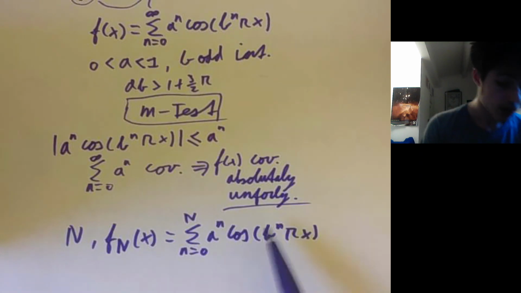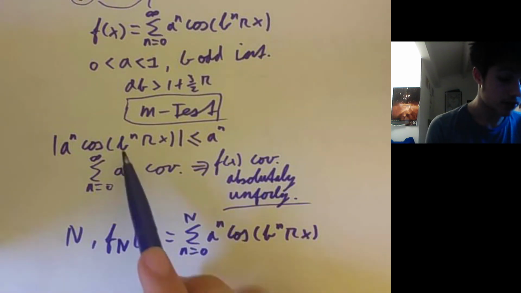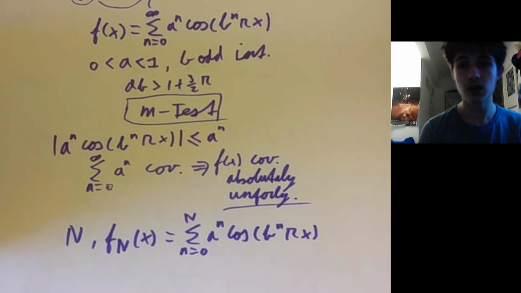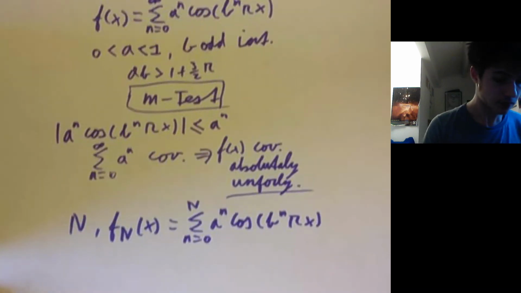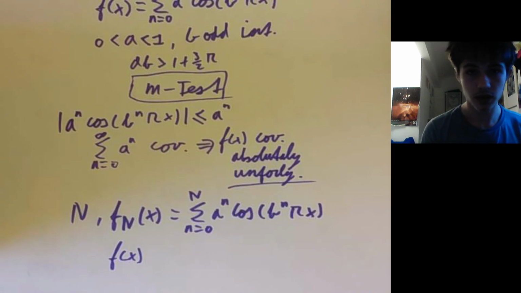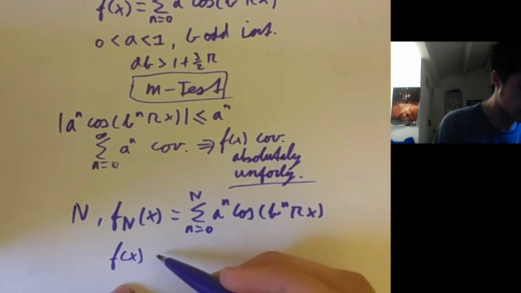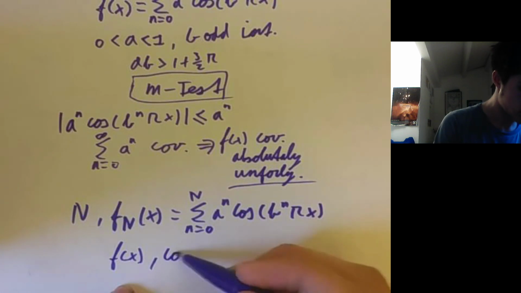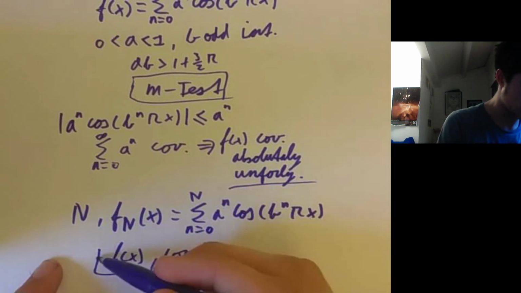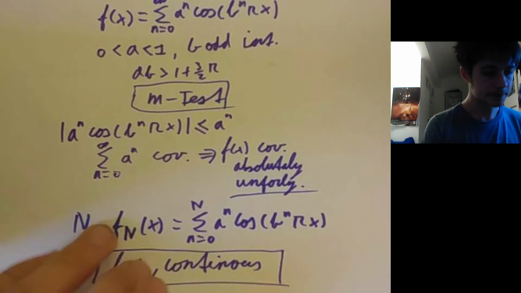So therefore, by the series converging uniformly and the partial series being uniformly continuous, we can conclude that our function itself is uniformly continuous. And thus continuous. So that's our big conclusion. Okay.